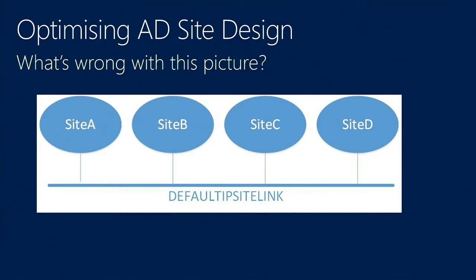Okay, so let's talk about optimizing AD site design. One of the things I see a lot is people who haven't really thought through the AD site design process and who lump a whole lot of sites together on either the default site link or one of the existing site links. AD kind of protects you from that level of idiocy in that it'll still work as long as you have reasonable network connectivity. It just isn't optimal because it's not reflecting the underlying network. What you're trying to achieve with your AD site design is a logical layer that represents the underlying network layer.